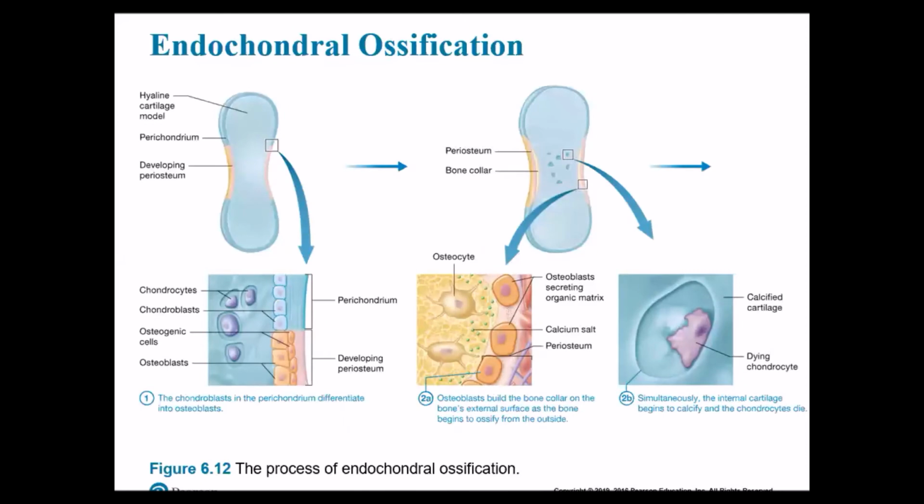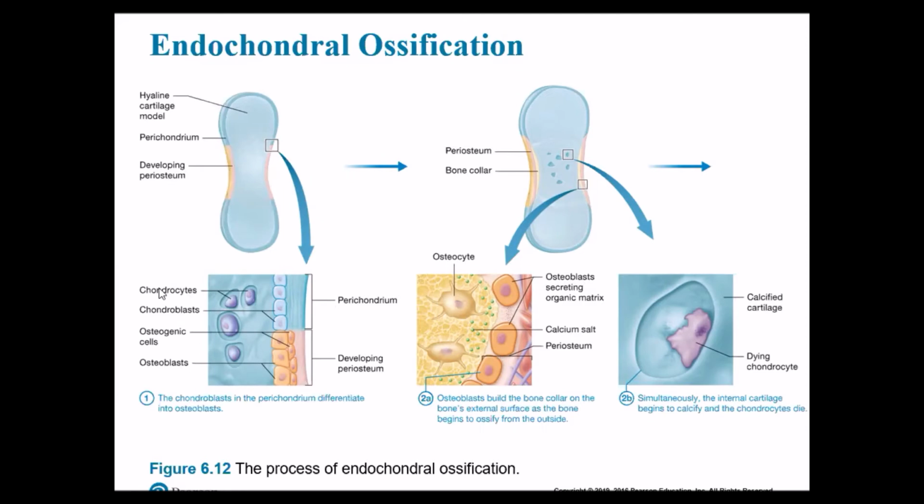And so figure 6.12 goes through the steps of endochondral ossification. Again, you start out with some kind of cartilage that you're going to start building the bone matrix around. This cartilage model is made out of hyaline cartilage. It still has a perichondrium, a layer around it, and that perichondrium actually has chondrocytes.